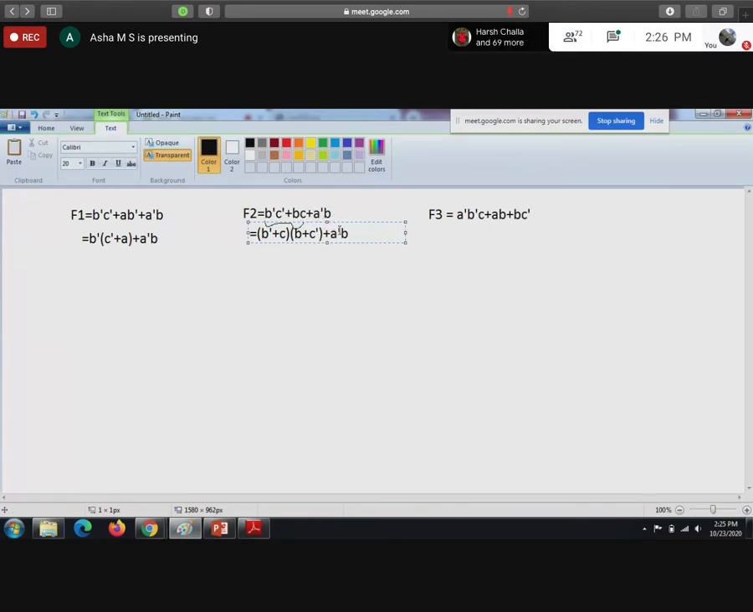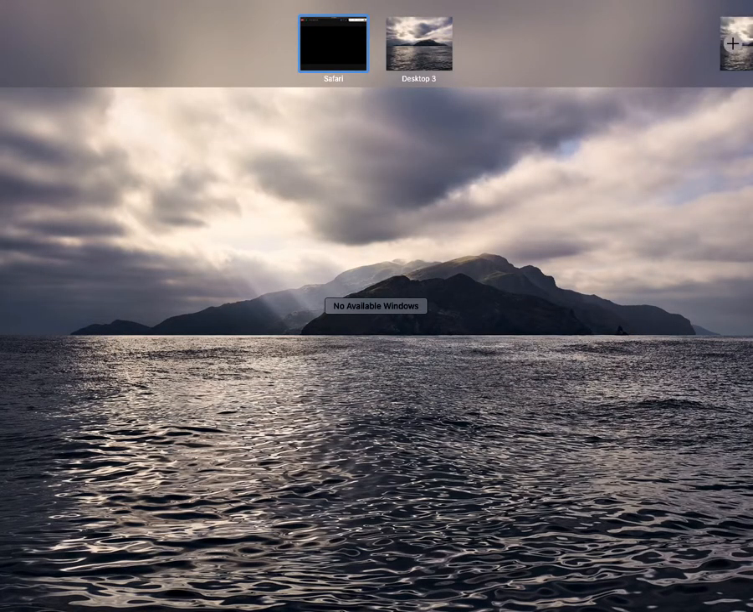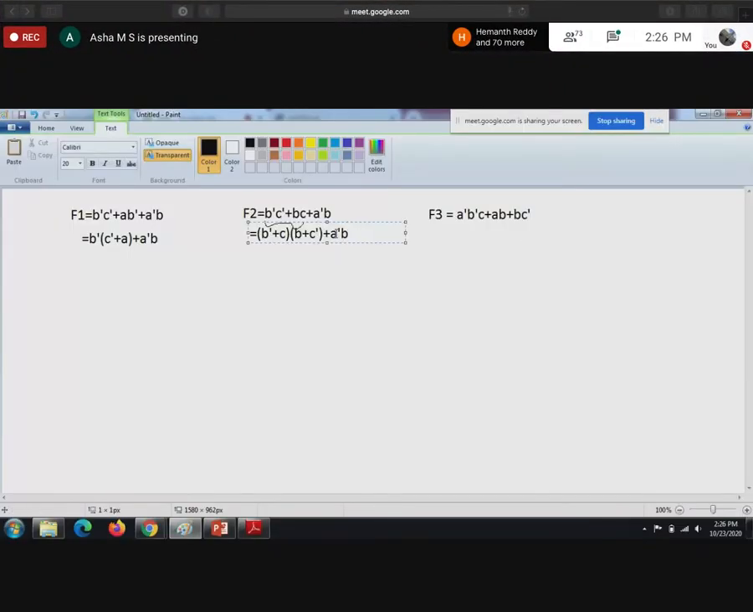Why I retained it as it is: in the F1 function I have A bar B, here also I have A bar B, here also I have A bar B. If I retain this product as it is, I can reduce the number of gates. For F1 and F2, these two will be common. That's the reason I kept it. These two products are like an XNOR gate, so I have written the expression like this: B bar plus C into B plus C bar.